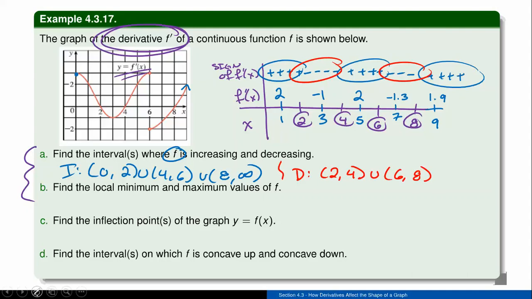Well, what I can do after that is easily use this information to identify my local maxes or my local mins. If you look at 2, your initial function f was increasing and then decreasing. At 4, it was decreasing and then increasing. At 6, I'm going to have increasing and then decreasing, and at 8 it's going to be decreasing and then increasing. So you can see that 2 of those points are going to be connected to minimum points, and 2 are going to be connected to maximum points.